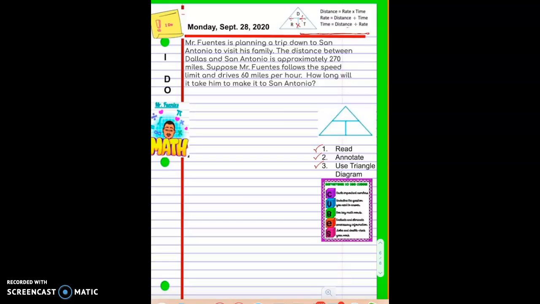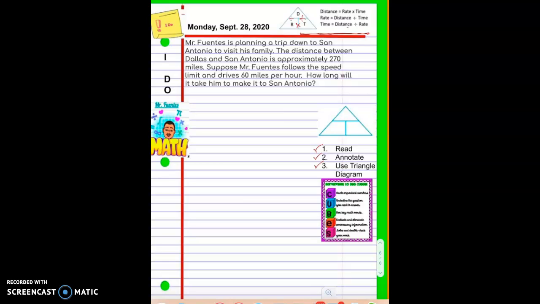So I'm going to read the problem for you. Mr. Fuentes is planning a trip down to San Antonio to visit his family. The distance between Dallas and San Antonio is approximately 270 miles. Suppose Mr. Fuentes follows the speed limit and drives 60 miles per hour. How long will it take him to make it to San Antonio? So again, I've done the first step. I've read the problem. Now I have to annotate.